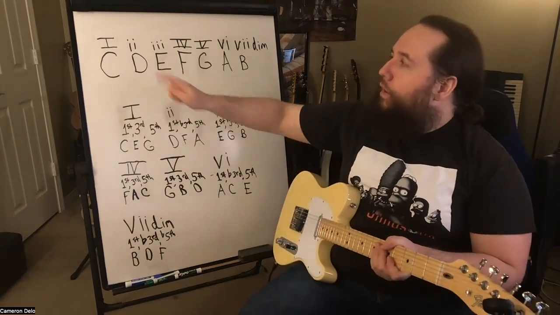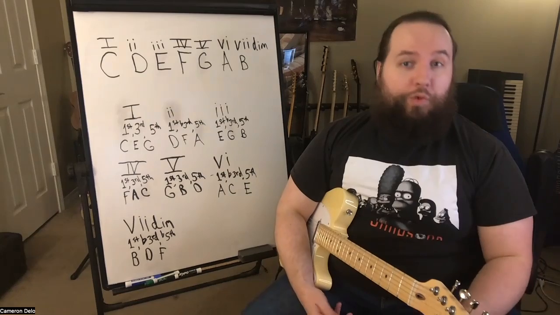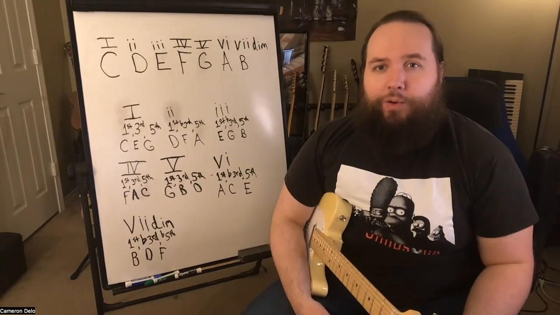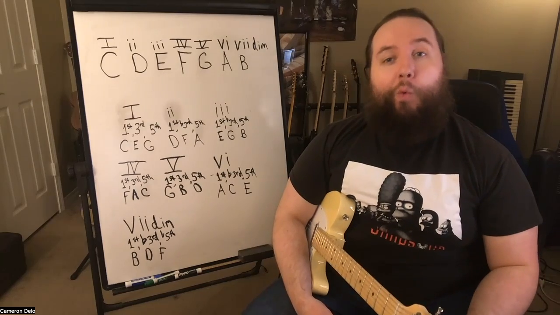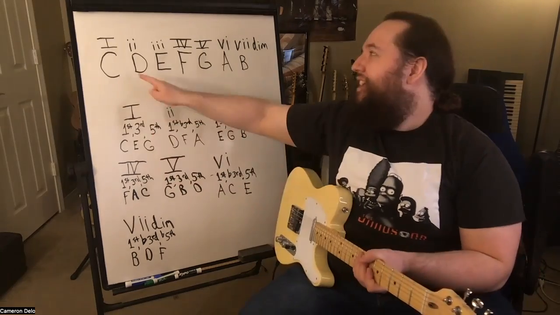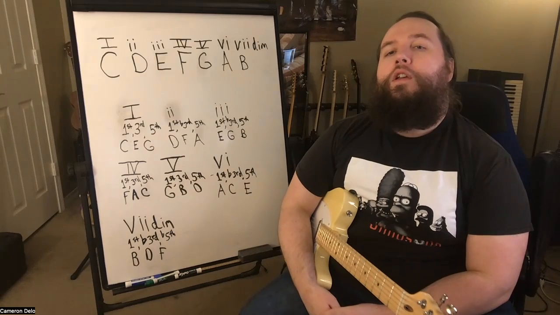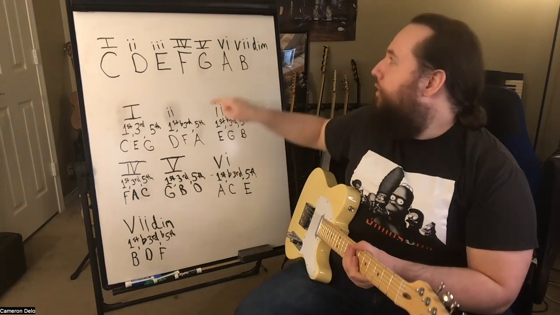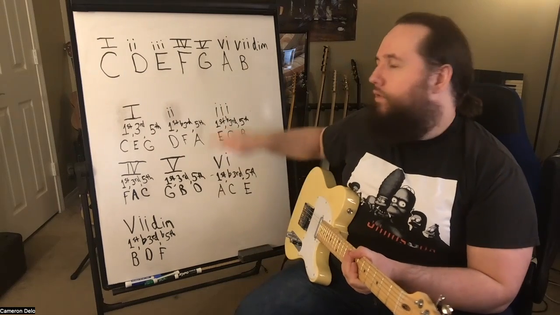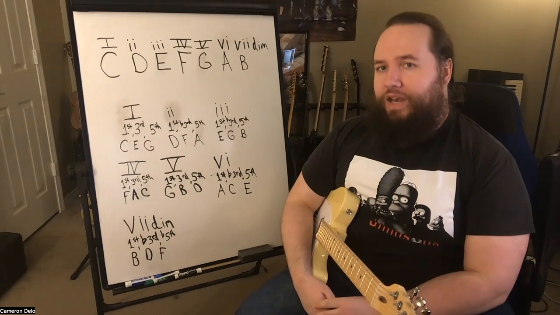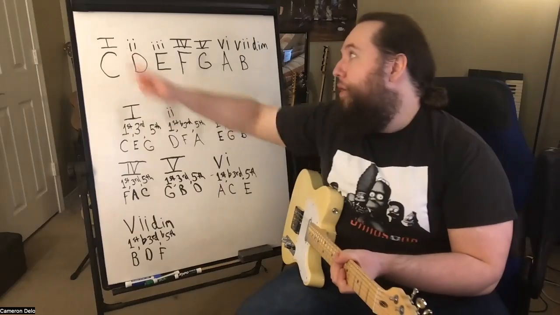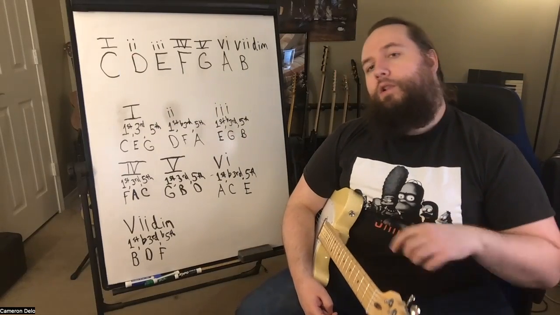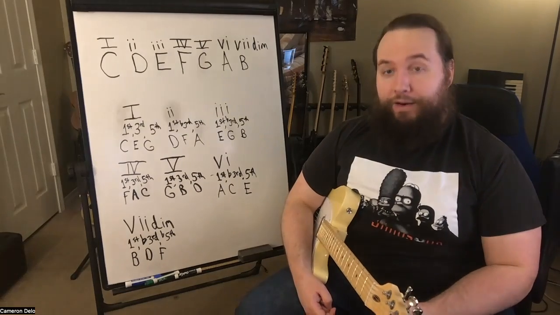So it stands to reason that your one will be a major chord because it's the key of C major. So one's a C major chord. 2 and 3 are minor. 4 and 5 are major. 6 is minor. 7 is diminished. You may remember because of the Roman numerals: a capital Roman numeral means major, and a lowercase Roman numeral means minor.